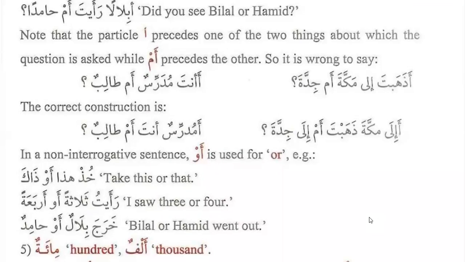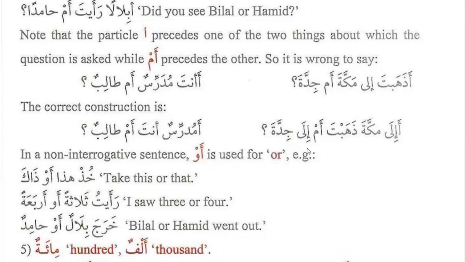In a non-interrogative sentence, "aw" is used for "or". For example, "khuz haza aw zaka", take this or that. "Ra'aytu salasatan aw arbaatan", I saw three or four. "Kharaja Bilalun aw Hamidun", Bilal or Hamid went out.